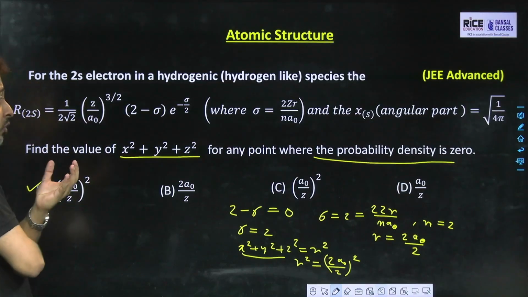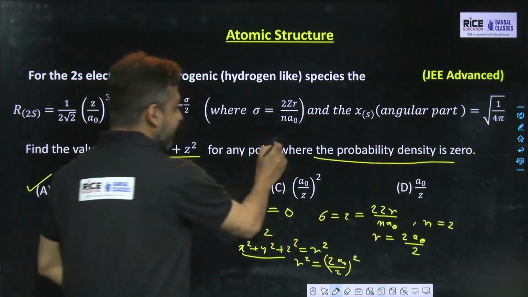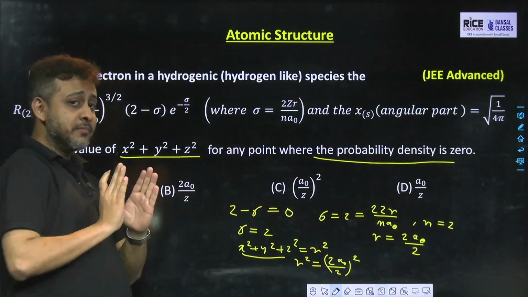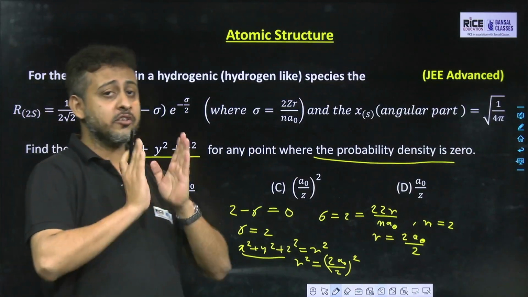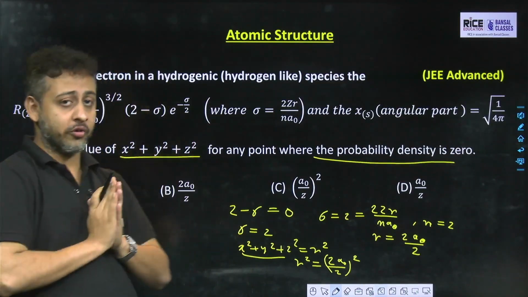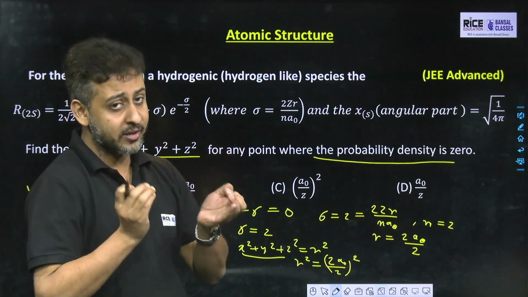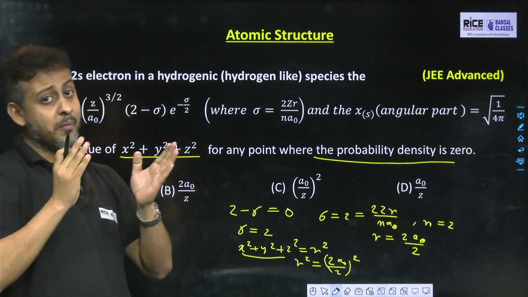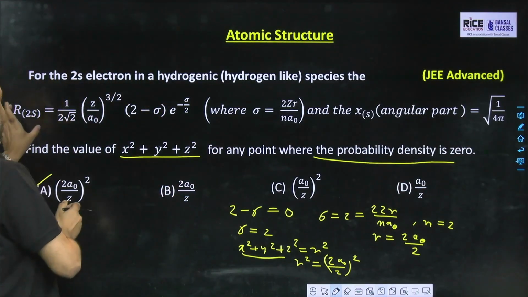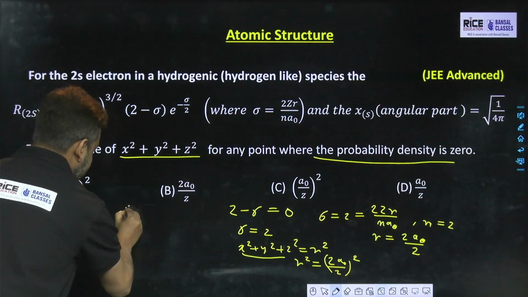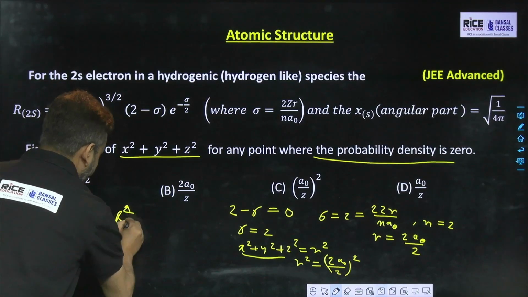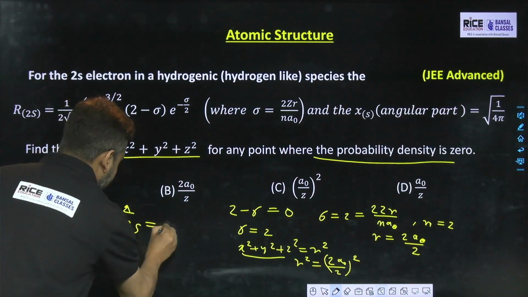So what do we need to do? They have asked that the probability density is 0. That means we need to consider the node. What is a node? As we all know, a node is the point where the probability of finding the electron is 0, that means the probability density is 0. So at the nodal point, the radial part of the 2s wave function will be 0.